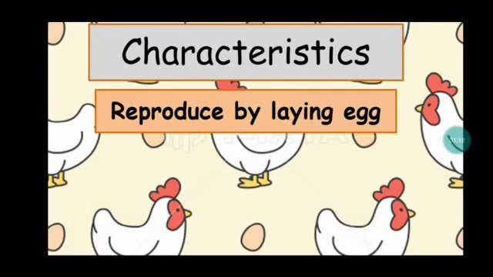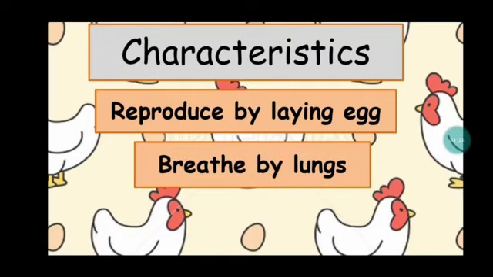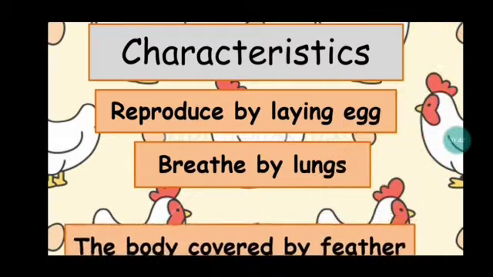Another characteristic, the bird reproduce by laying egg, and then it breathes by lungs. So this is similar to mammal. Mammal breathe by lungs. Same with birds. They reproduce by laying egg, so this is similar to the fish. So the characteristic of bird, another characteristic, they reproduce by laying egg and then they breathe by lungs.